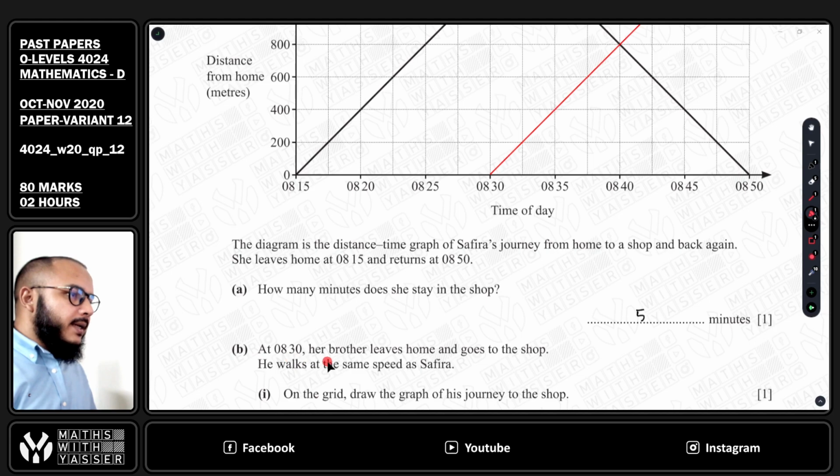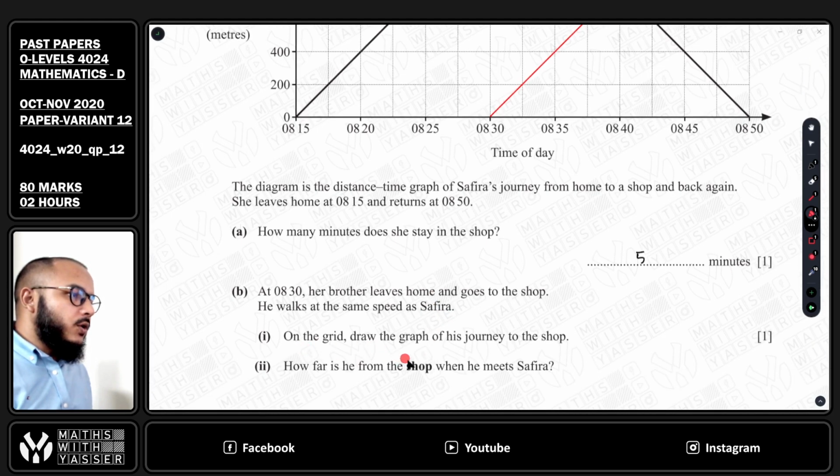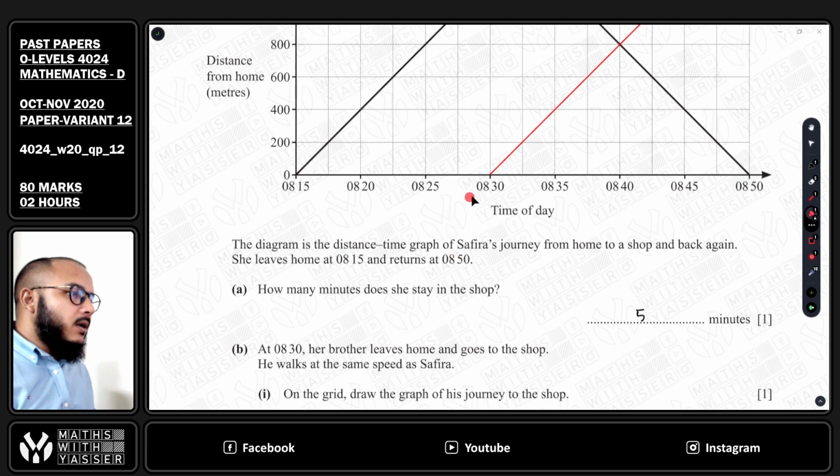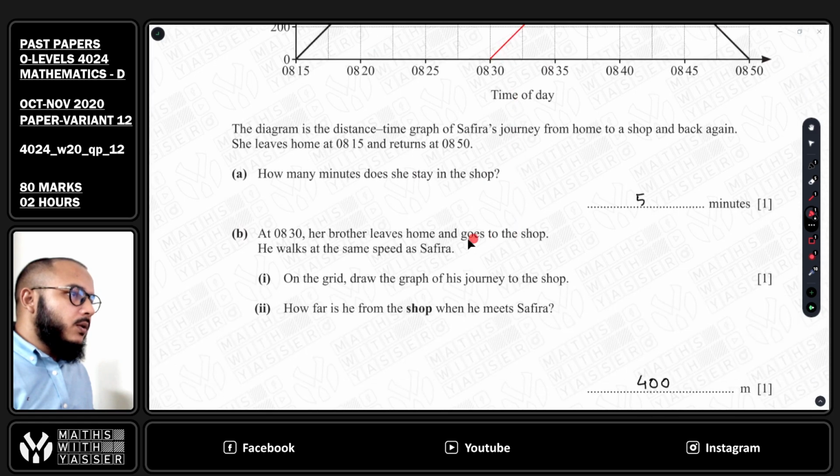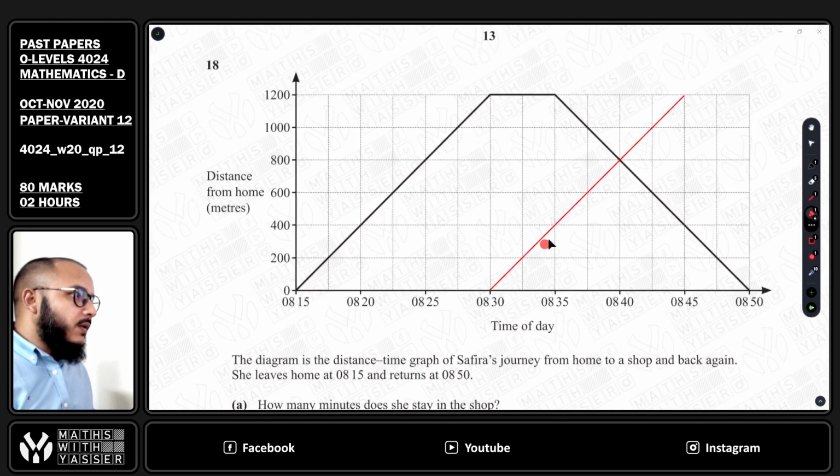Then it says at 8:30, her brother leaves home and goes to the shop. He walks at the same speed as Safira. On the grid, draw the graph of his journey to the shop. Okay, so he starts his journey at 8:30 and he goes to the shop. That means the distance to the shop will be the same. Also, it says that he walks at the same speed as Safira. So the gradient of the line will be the same as the gradient of the line of Safira. So if we follow the same gradient, he will reach there at 8:45.